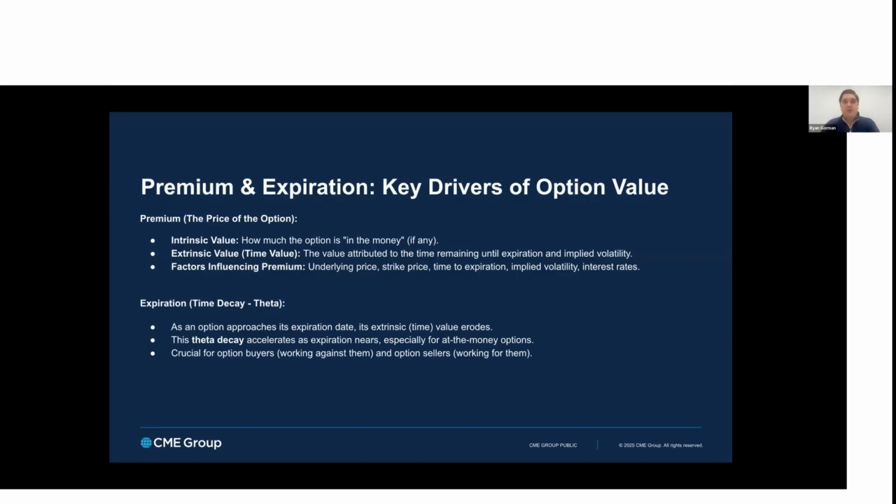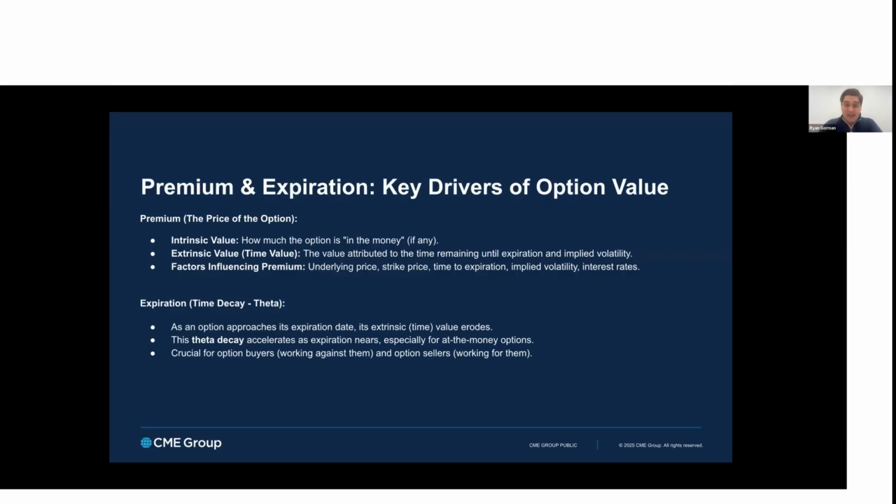So time decay, which can also be talked about as theta. As an option approaches its expiration date, its extrinsic or time value erodes, as I mentioned. This theta decay accelerates as expiration nears, especially for at the money options. It's crucial for option buyers and option sellers, whether it's working against you or working for you.